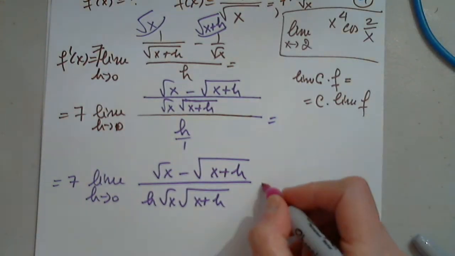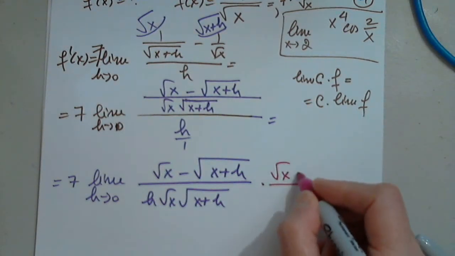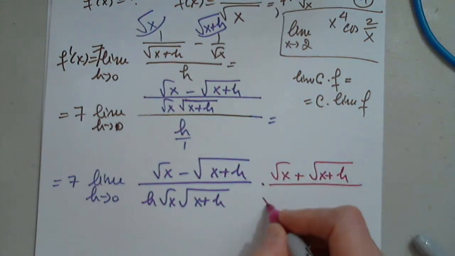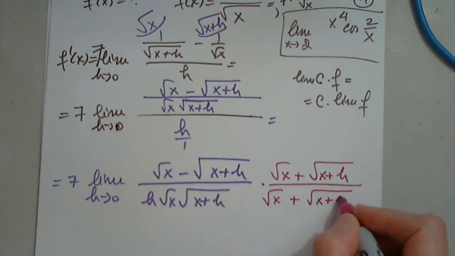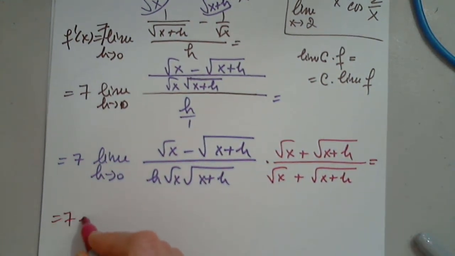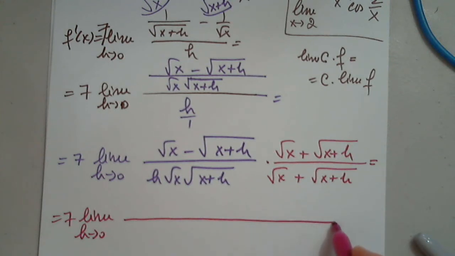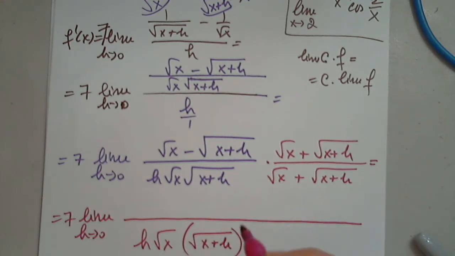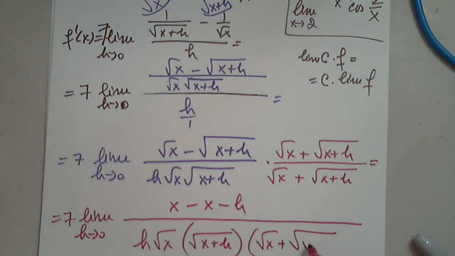Multiply by the reciprocal. Good. So this is the square root of x plus the square root of x plus h, over the square root of x plus the square root of x plus h. Okay, I'll copy the denominator. Please give me the numerator. The numerator would be x minus x minus h. Excellent. Thank you very much. Who said that? Janelle. Thank you.